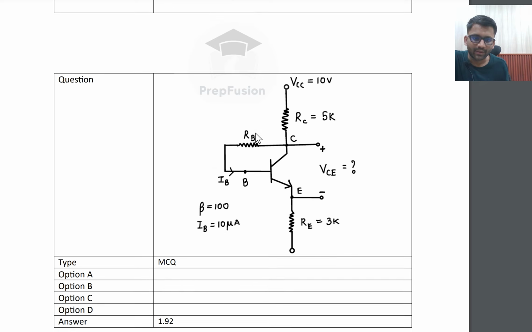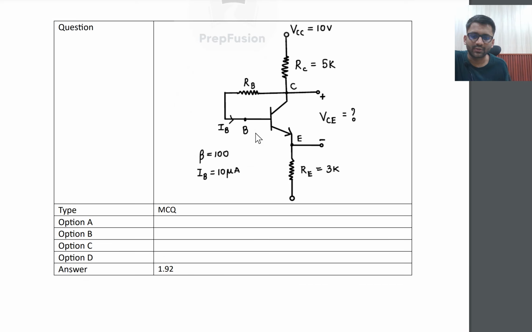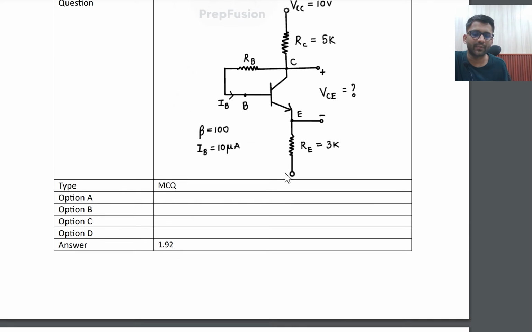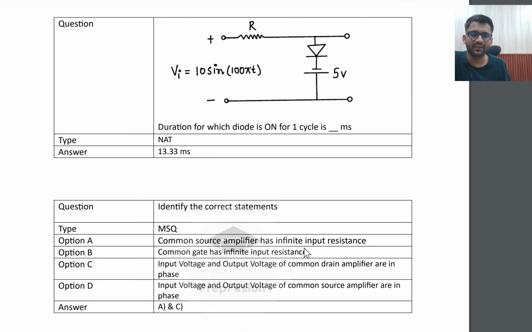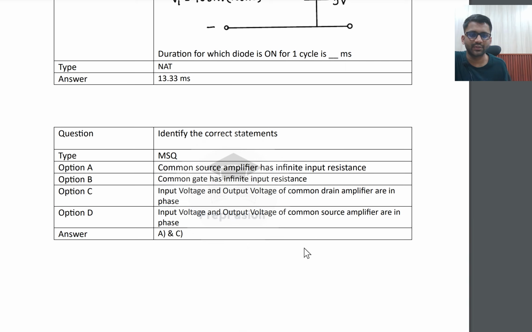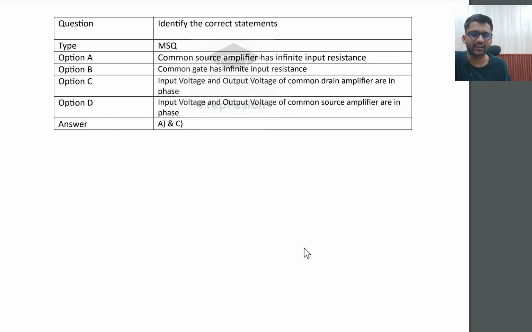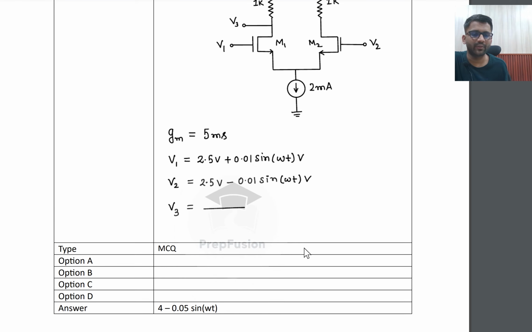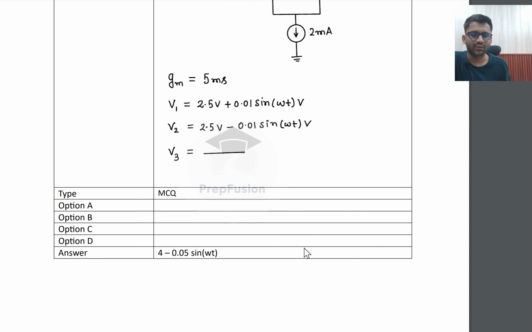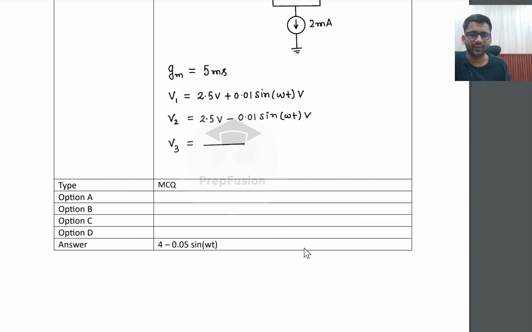And coming to this, we have discussed. Coming to this question, here the answer will be VC will be 1.92, and this one 13.33 millisecond. This was also a statement-wise very easy question from analog electronics. A and C would be the correct answer here. For this question, the answer would be DC part will be 4 and the sinusoid small signal part will be minus 0.05 as the gain was 5.